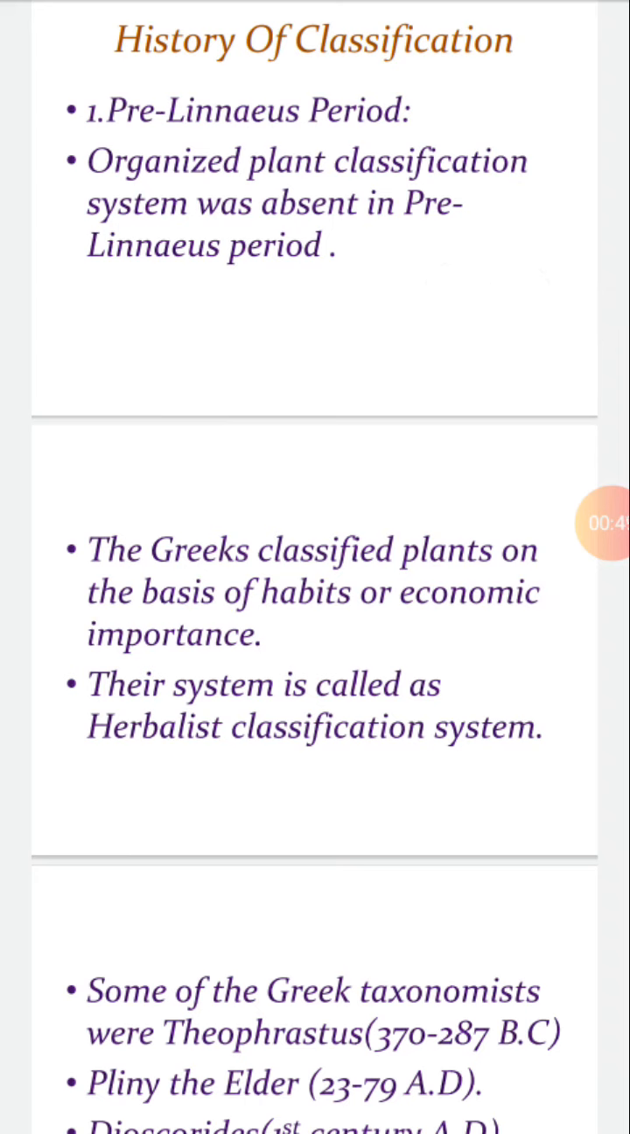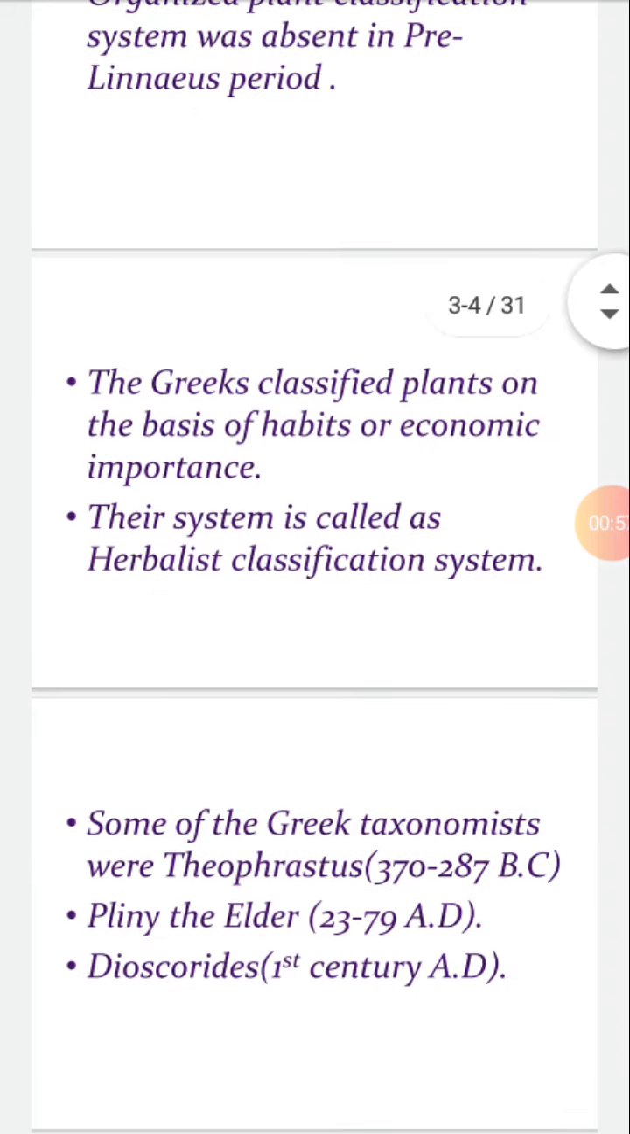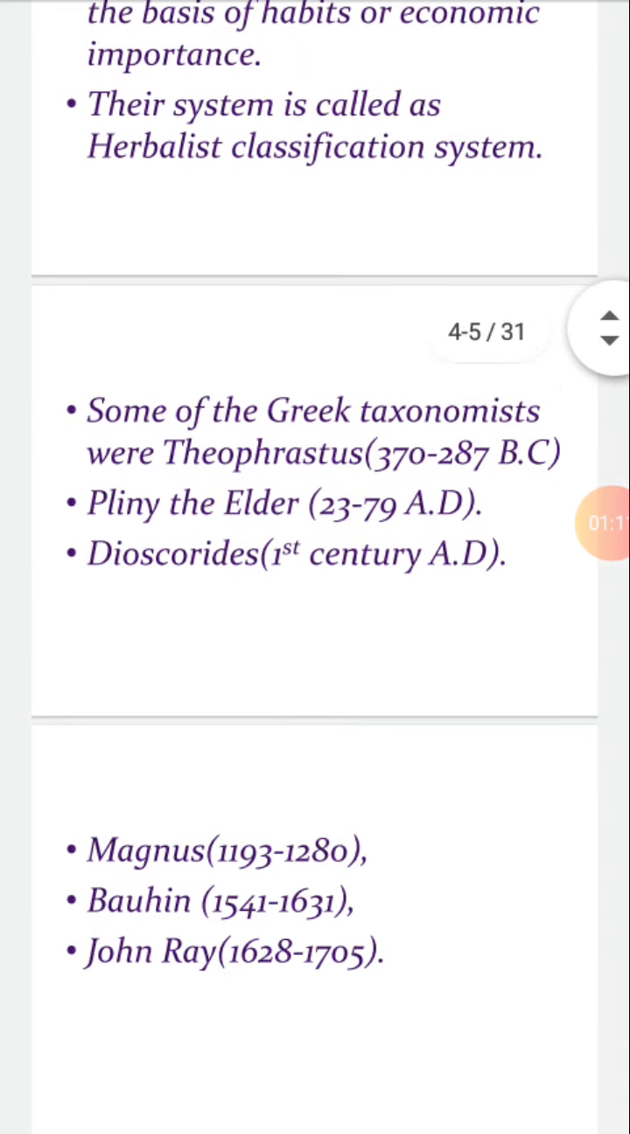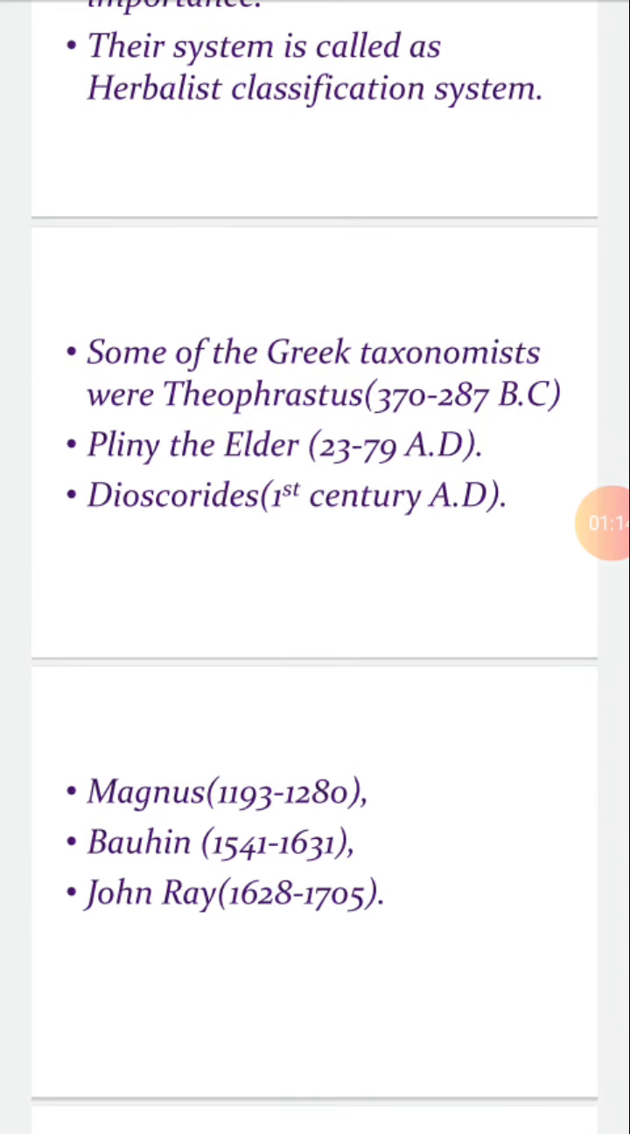Some of the Greek taxonomists were Theophrastus 370 to 287 BC. BC means before Christ. Pliny the Elder 23 to 79 AD. AD means after death. Dioscorides, 1st century after death. Then there are different scientists, botanists, taxonomists: Albertus Magnus, 1193 till 1280, Bauhin, John Ray 1628 to 1705.